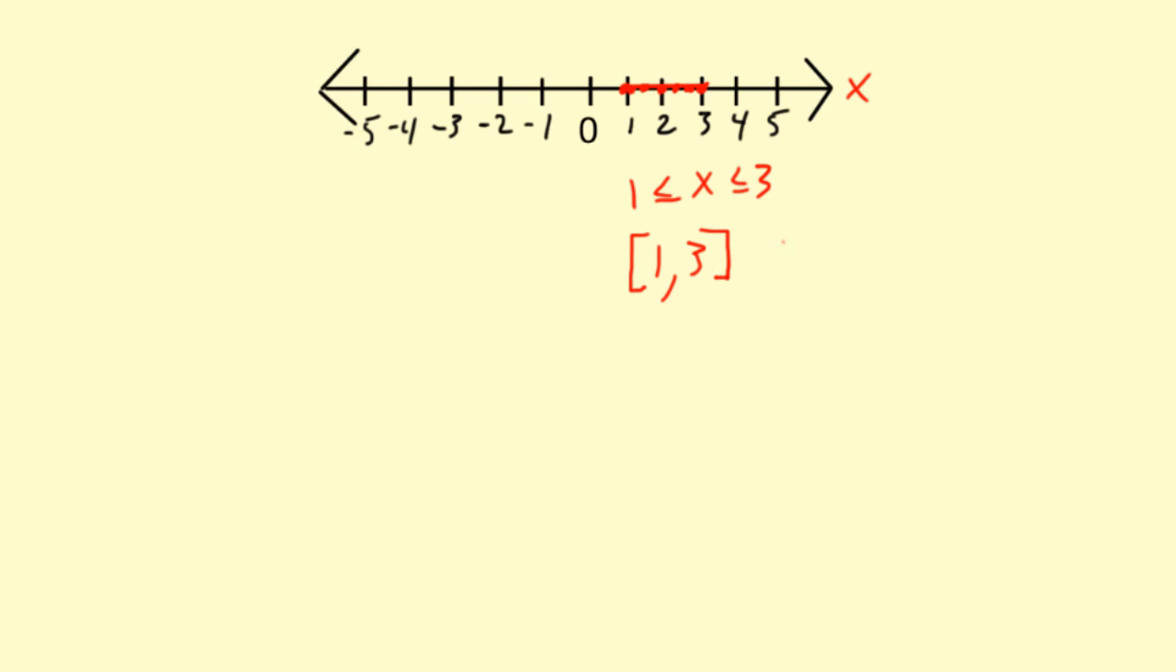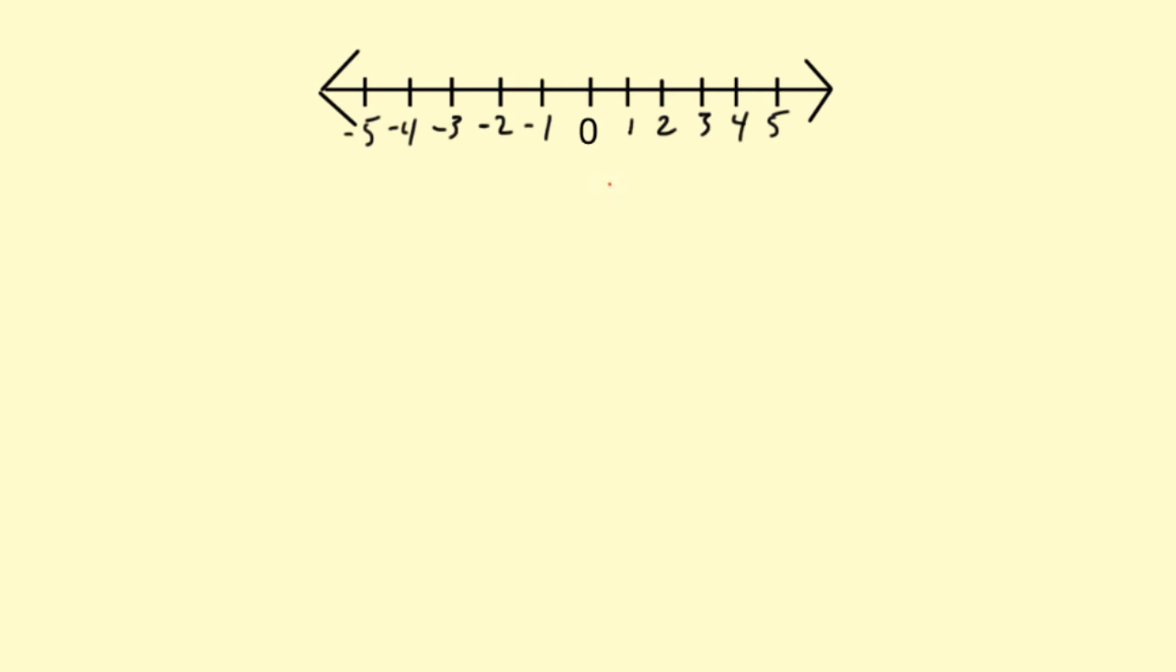So this is closed. It is also called a bounded interval because there are ends to the interval. In other words, it doesn't go on forever in either direction. It stops at 3 and stops at 1. Let's look at another example.